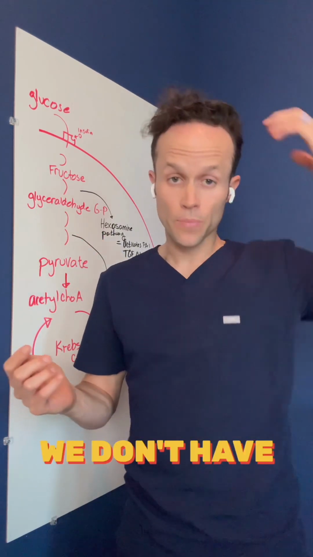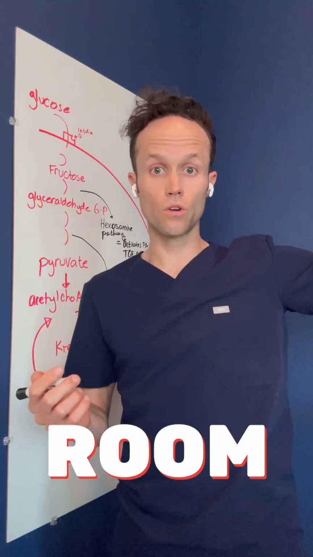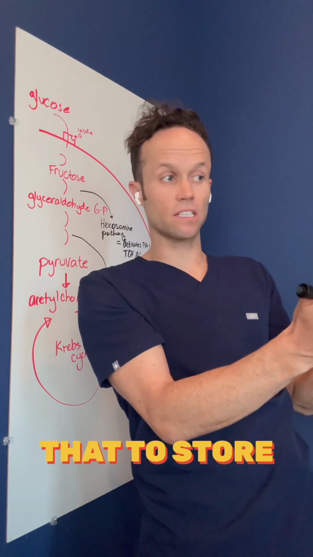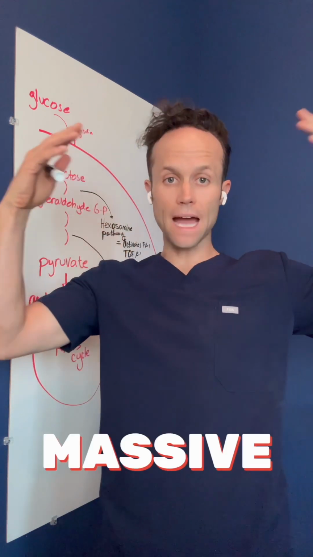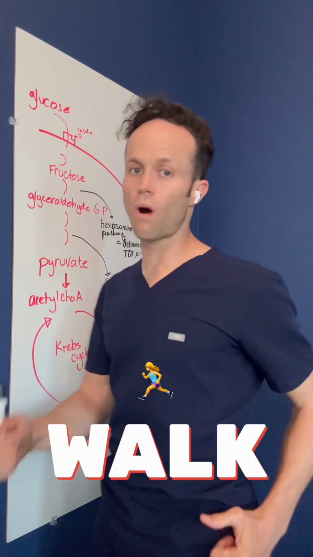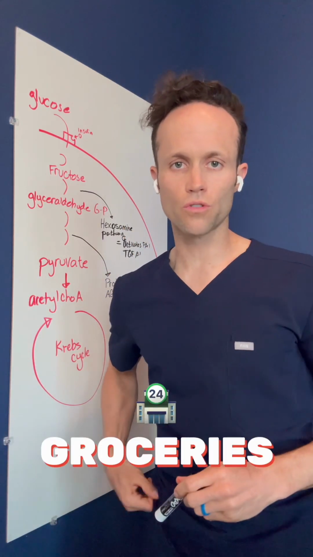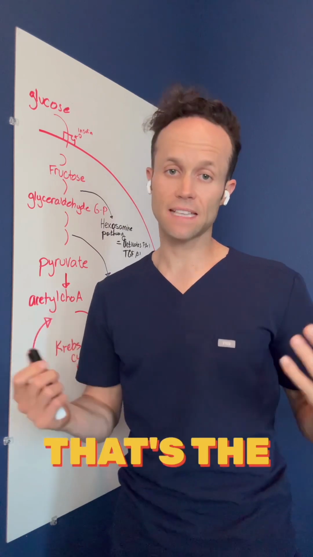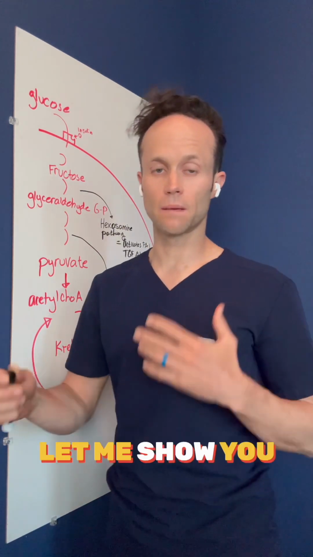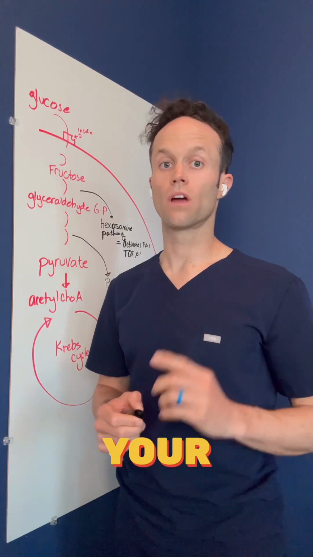Suddenly you say, look, we don't have enough room in here. We've got to build another room, get a little storage shed outside our house, and create that to store the food. And all of a sudden you have this massive amount of food. You can barely hear each other across the room. You can barely walk because there's groceries all over the ground. And that's the condition that our bodies turn into when we have type 2 diabetes. And let me show you how to reverse that by decreasing your fat.